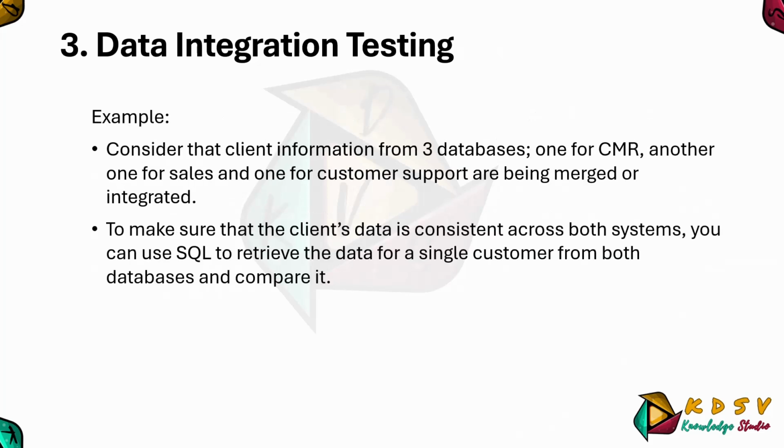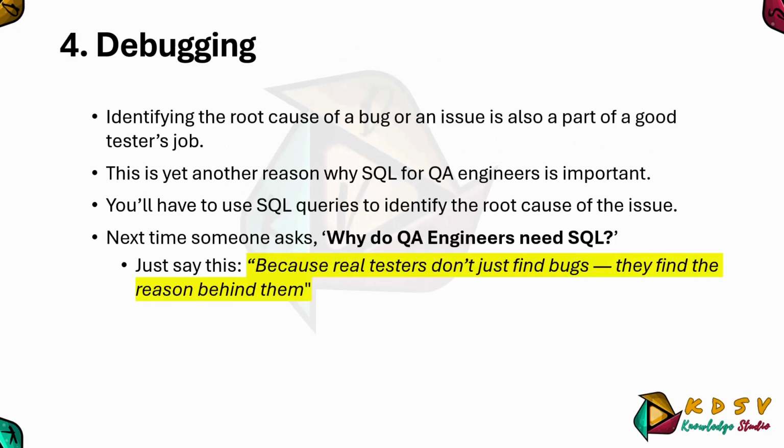Let's say your company is integrating customer data from three different systems: a CRM system with customer names and IDs, a sales system with order history, and a support system with ticket records. You need to make sure that each customer in the final integrated database has all the relevant sales and support information linked properly. Another very important topic which every QA engineer needs: SQL helps for debugging the issues.